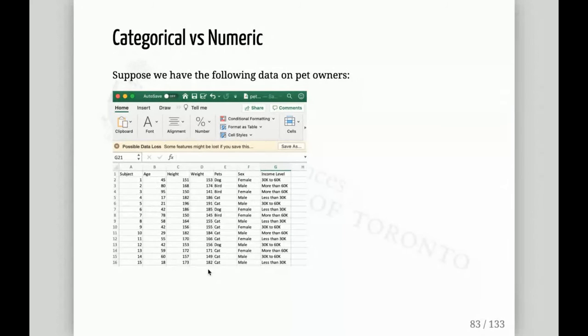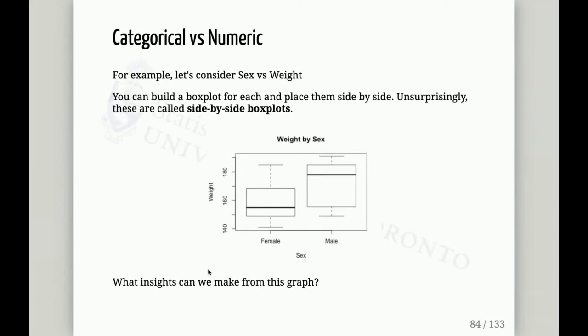So once again, let's say we're looking at this data on pet owners. Let's consider sex versus weight. Here, sex is our categorical variable, and weight is the numeric variable. You can build a box plot for each and place them side by side. So here's a box plot for females, and here's a box plot for males. And unsurprisingly, these two plots together are called side-by-side box plots.